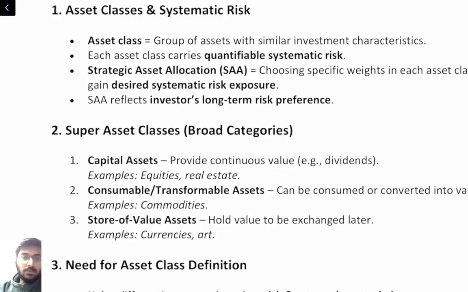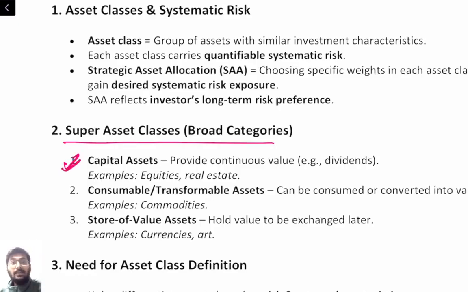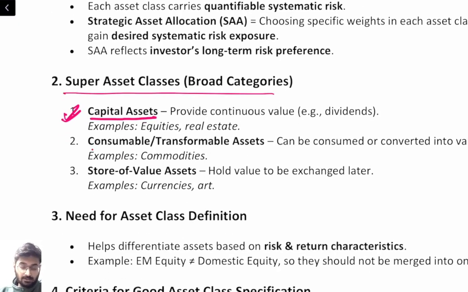Now what I'm going to discuss are the three super asset classes. Basically, I'm talking about the broad categories. Clear? The first one we start with is capital assets. Capital assets are basically the assets which give us regular income, like equity gives you dividends and bonds give you interest. It's just like the salary which you receive every month. So I call this a capital asset. Are you clear?